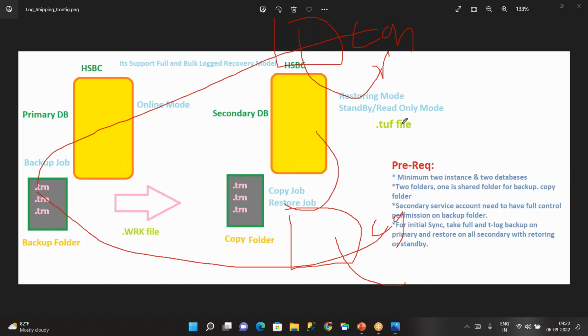Log shipping, one major advantage, sir. What is the major advantage? You can keep n number of secondaries. One to many, sir. One primary, n number of secondaries. Primary means where log shipping will start, sir. Secondary means where log shipping ends. That's it, sir. Primary, secondary.